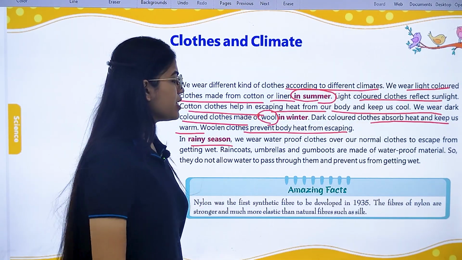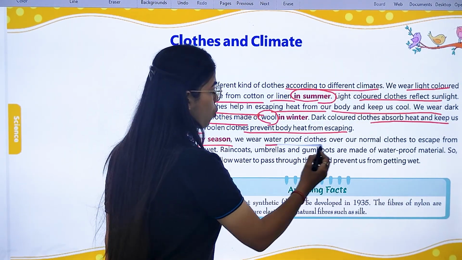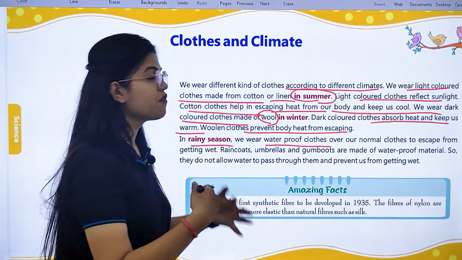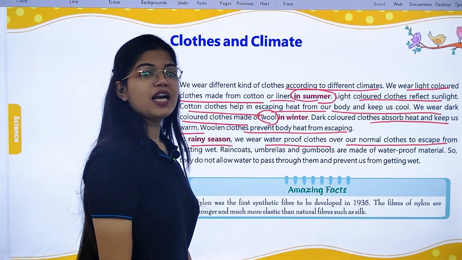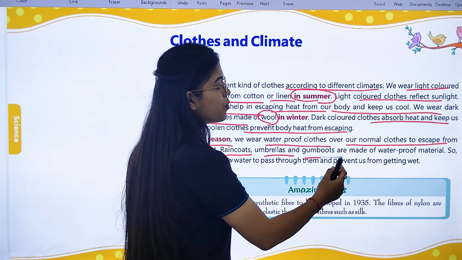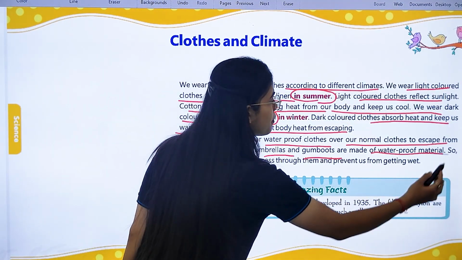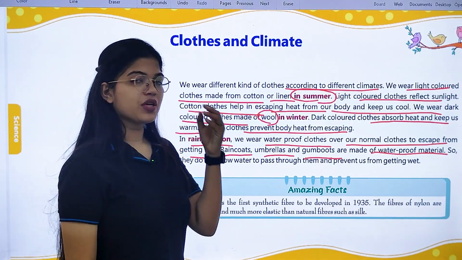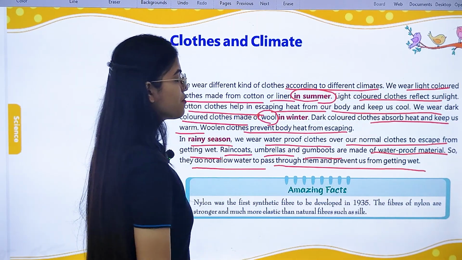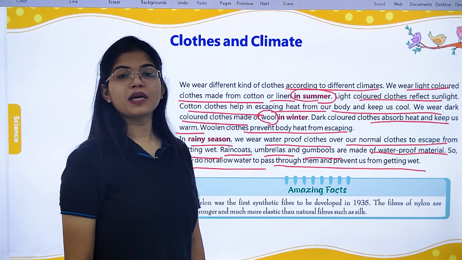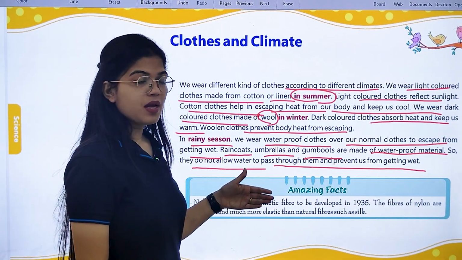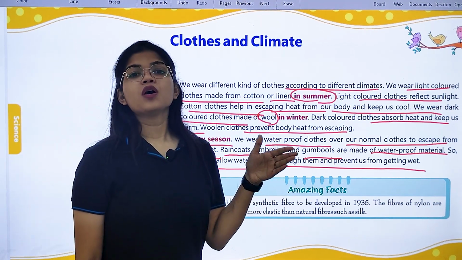Then we have rainy season. In rainy season, we wear waterproof clothes over our normal clothes. First of all, we wear our normal clothes, and over that, we wear waterproof clothes also, so that we can escape from getting wet. We have raincoats, umbrellas, gumboots. All these are made up of waterproof material only, and we use them during the rainy season. They do not allow water to pass through them and prevent us from getting wet. Why are they made up of waterproof material? Because waterproof material will not allow the water to pass through them, and thus it will help us to prevent getting wet.